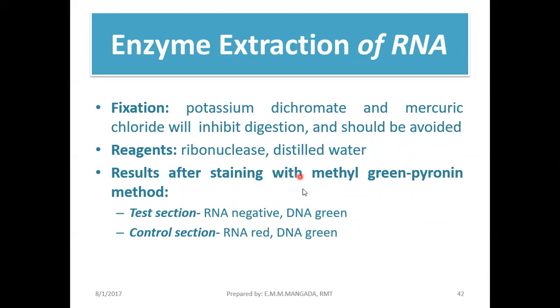Methyl green pyronine: the methyl green stains DNA green, and the pyronine stains RNA red. But when you've performed RNase extraction, the only thing you can stain is the DNA, in green color. Your RNA will be negative.